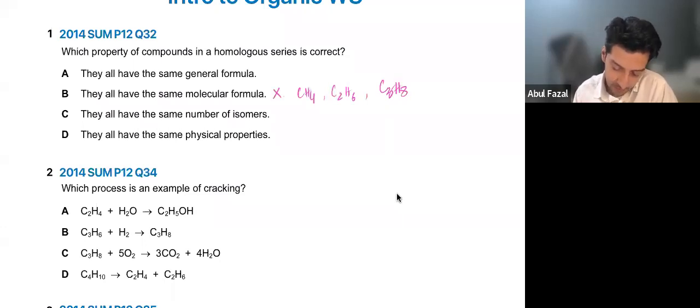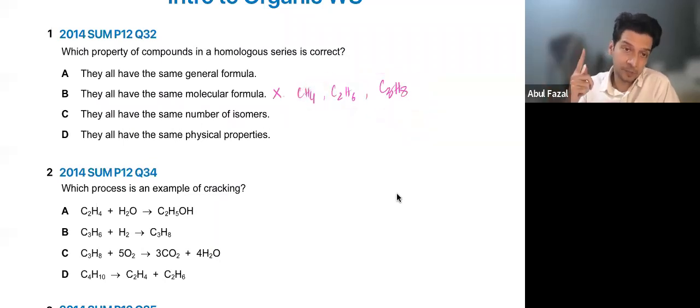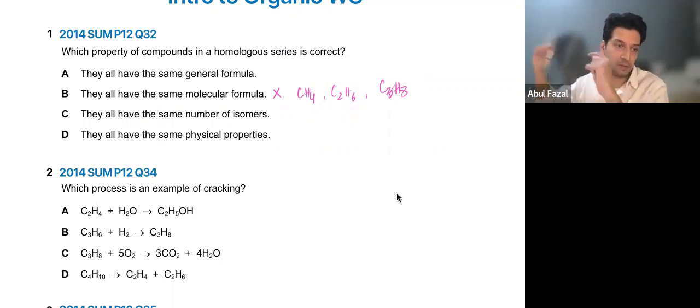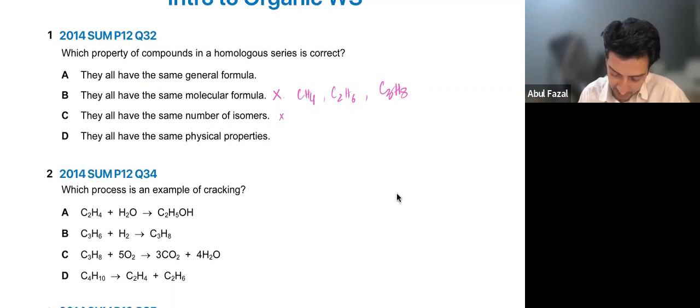They all have the same number of isomers. From what we discussed, these three don't have isomers at all. Then butane has one isomer, which we drew. Pentane has 5, I think about 4-5. And hexane has even more, because the more carbons you have, the more places you have to move them around. So the number of isomers increases exponentially. They all have the same number of isomers? No. They all have the same physical properties? No. They have a trend in physical properties, we haven't talked about that, but A is the correct answer.